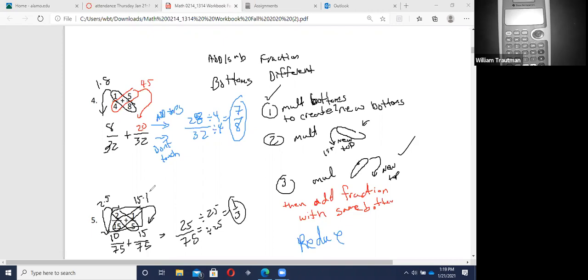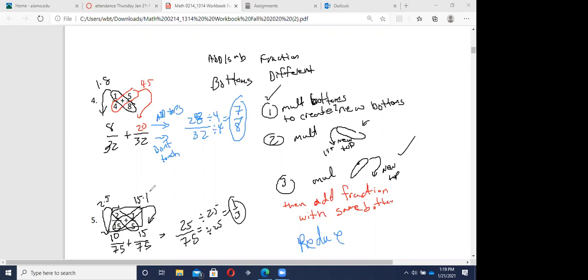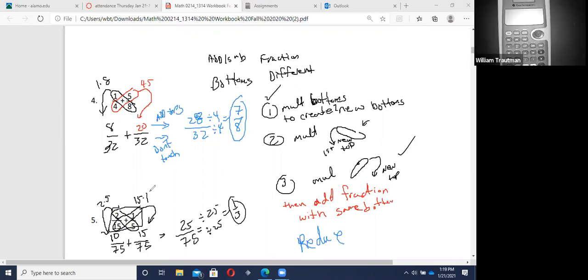That's adding fractions when the bottoms are different. Adding or subtracting fractions when the bottoms are different. And I'll do a few more here in a second. If you're taking notes, I'll give you a chance to catch up. Hopefully it's not too messy to where you can read it.